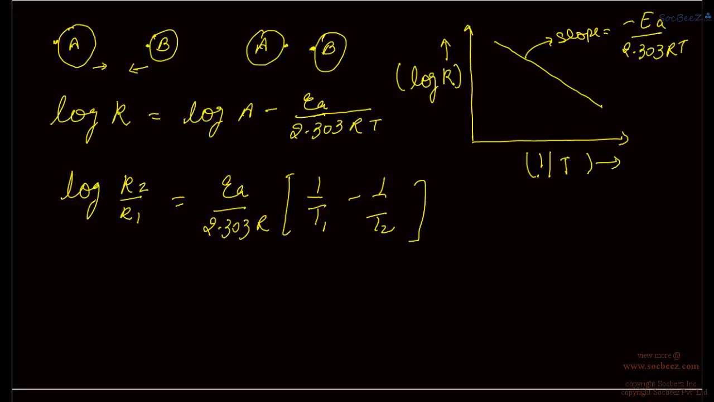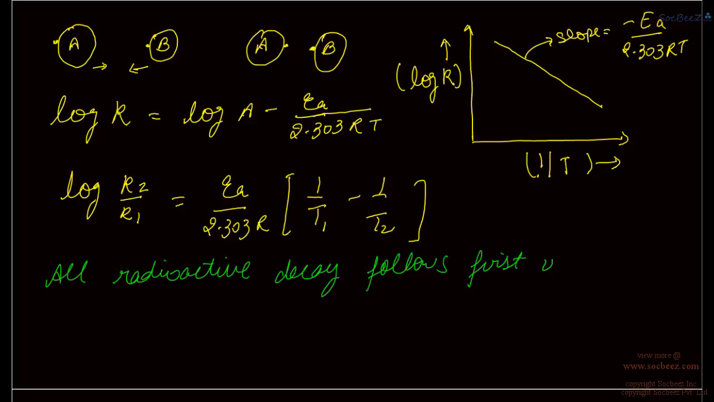Okay. Now there is another small branch in chemical kinetics itself. It is known as radioactivity. Remember that all radioactive decay follows a first order reaction, and hence every concept is the same in the case of radioactivity. So here you can say that all radioactive decay follows first order reaction.